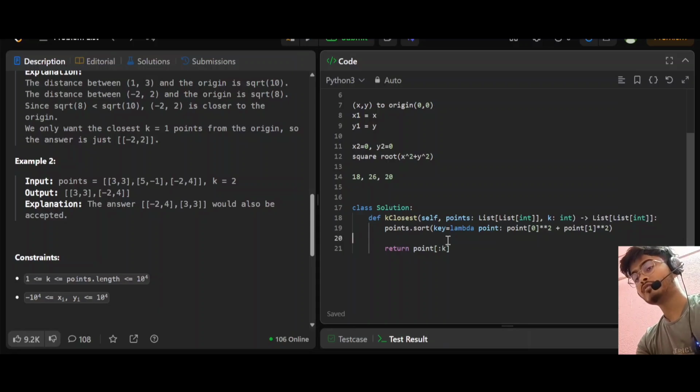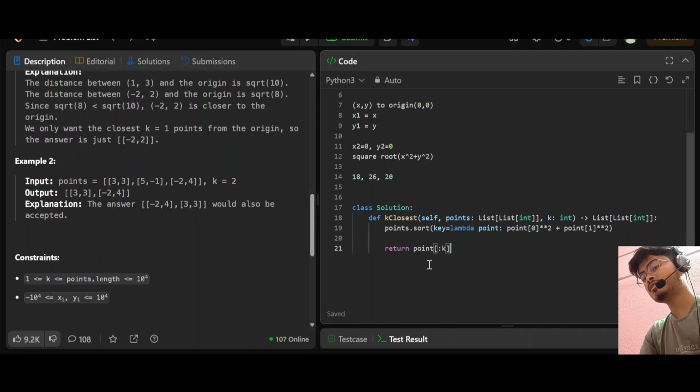After sorting, we will return our answer. This is Python's list slicing. It returns the elements starting from index 0 and ending at index k. Therefore, it returns the first k points. Since the list has already been sorted according to the distance, these are the k closest points.